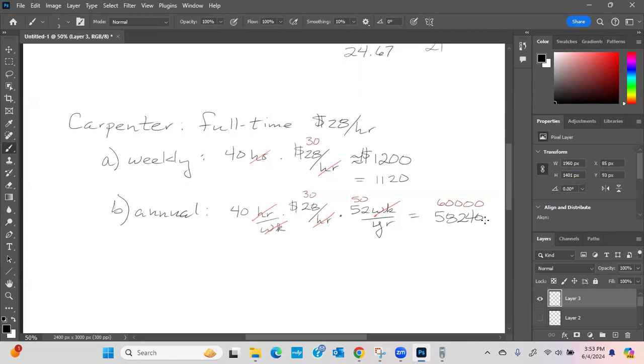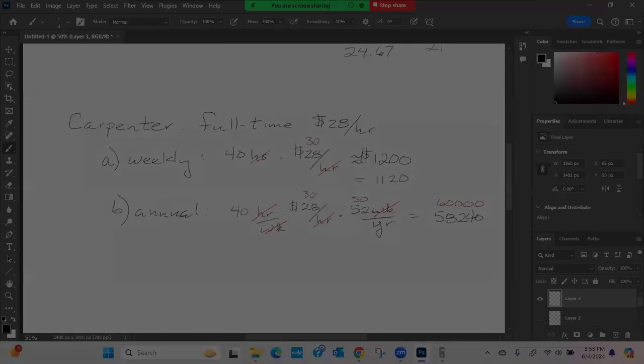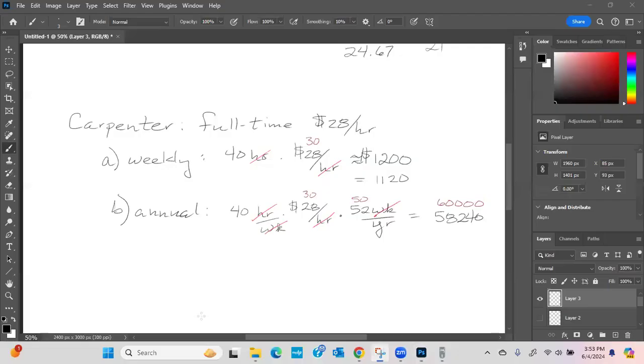That assumes that you get 2 weeks off for vacation. You've got some holidays in there and so on. But it's interesting how it works sometimes when we're estimating. So estimating, you're going to do some rounding. And you're going to round numbers that make it easier for you to do the math in your head. That's really what you're going to be looking at when you're doing rounding.